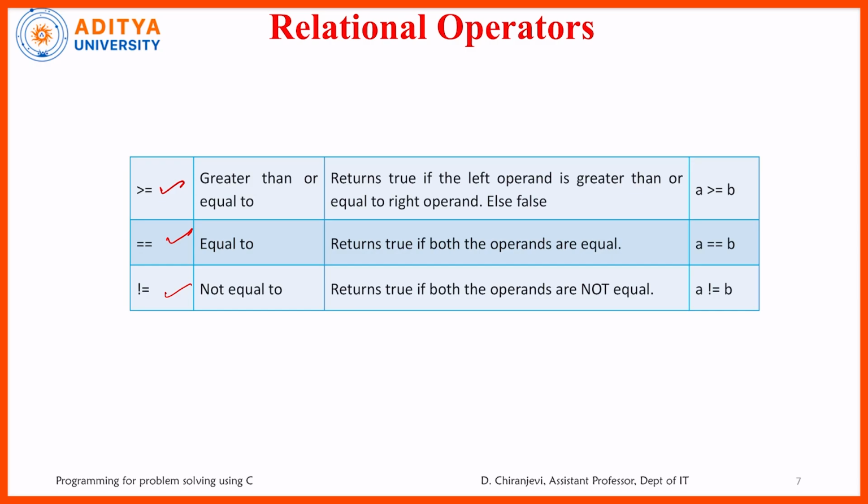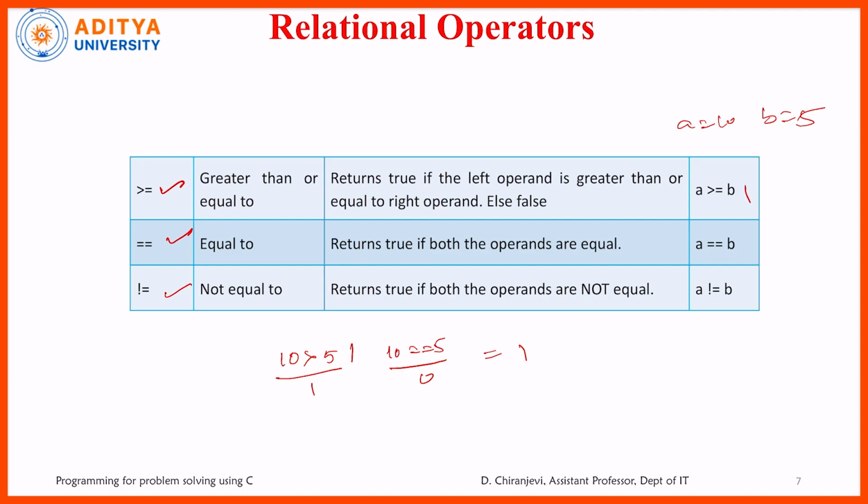Then a greater than or equal to b, where a value I have taken 10 and b value I have taken 5. First it will check 10 greater than or equal to 5, or it will check 10 equal to 5. In this case the first condition is true, so you will get 1, and 10 equal to 5 is false. In the OR truth table, if even one case is true, then the final result is 1. Only if all the bits are false is the result false. So this result is 1.